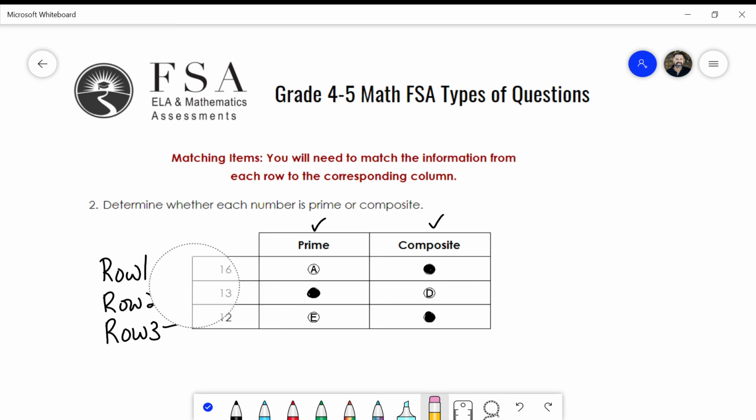So that's how you answer the matching items types of questions.